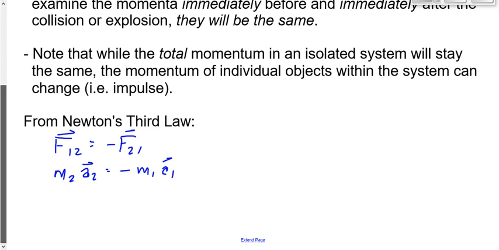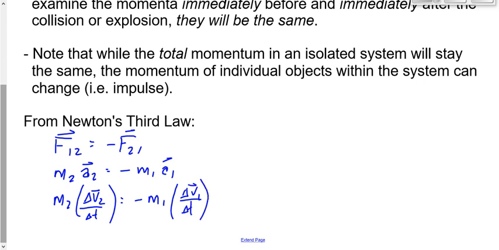So I guess we're using Newton's second law here as well, but it starts at Newton's third law. Let's sub in delta V over delta T here. Let's say m2 times delta V2 over delta T is equal to negative m1 times delta V1 over delta T.